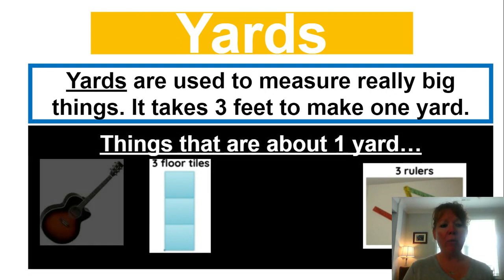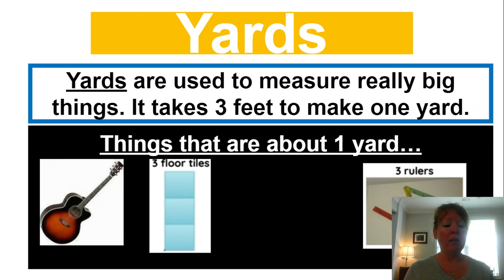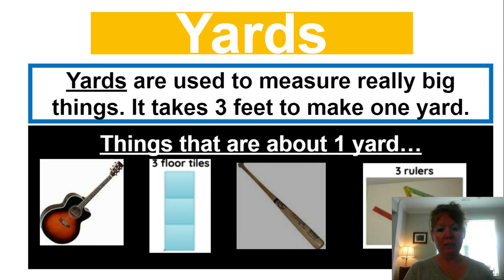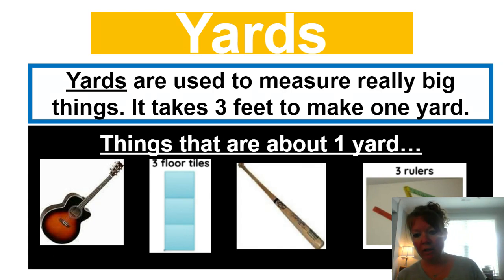So things that are about 1 yard: a guitar. The length of the guitar is about 1 yard. 3 floor tiles in our classroom are about 1 yard. The length of a baseball bat is 1 yard. And then 1 yard would also be 3 rulers because 1 ruler is 1 foot. So if we put 3 of those together, we make a yard.